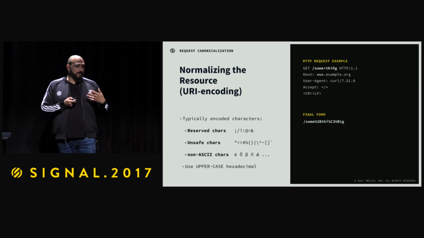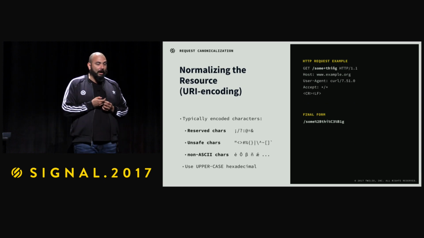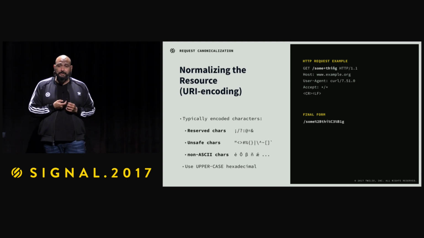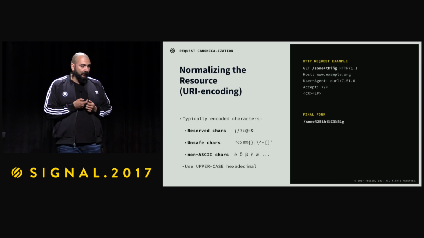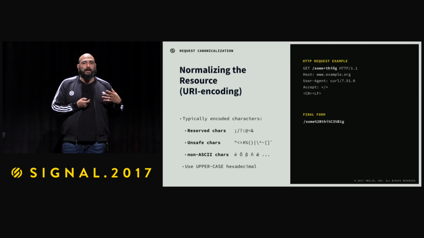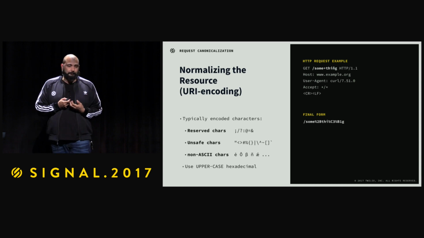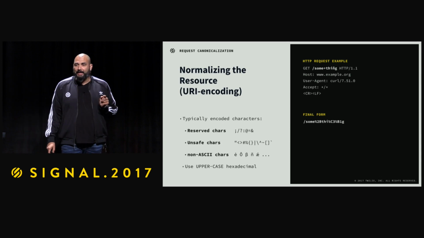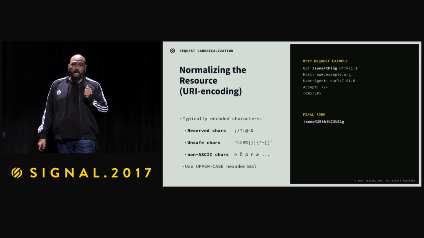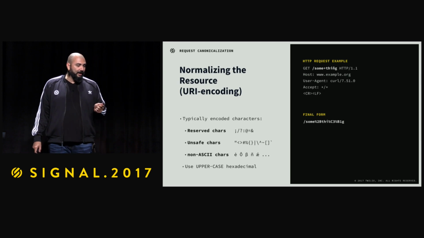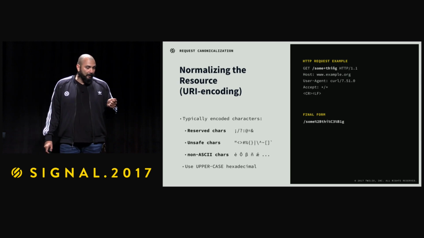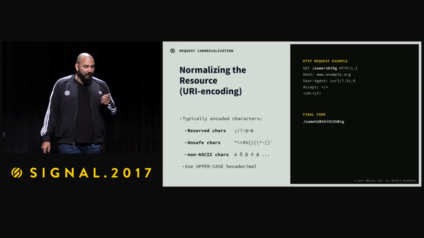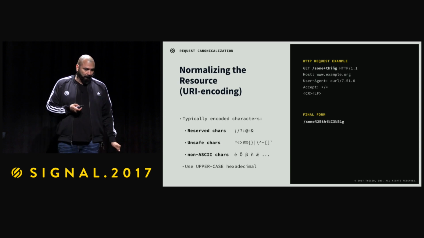So the first thing when it comes to normalizing a resource is we want to make sure to URI encode. And typically, the kind of characters that we would encode are things like reserved characters, unsafe characters, and non-ASCII characters. Generally, when we URI encode something, we want to use the uppercase hexadecimal form. So in the example here, we have the resource sum plus thing. And instead of an N, I'm using an Enya character, which is a non-ASCII character. And so the finalized URI encoded form of this, I would replace the plus with a %2b. I would replace the Enya, the non-ASCII character, with %c3, %b1.